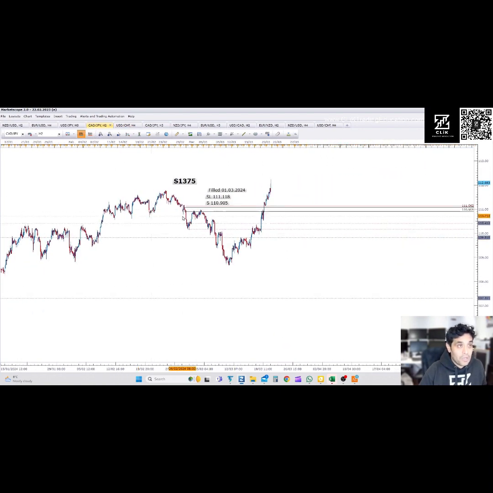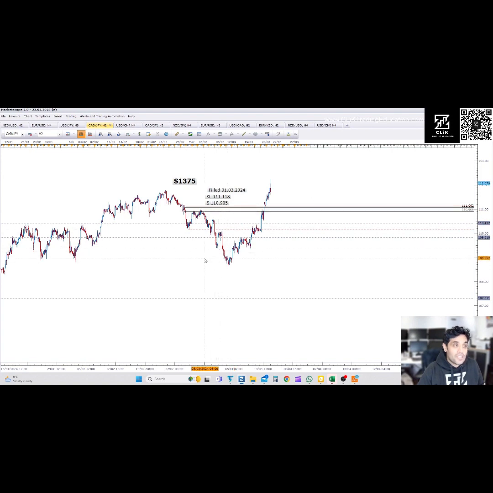So basically what happened here, we had an entry at 110.905, which was this line here. It filled on the 1st of March. Stop loss was 111.118, which is this red line here. You can see here it hit target 1. So then we would have moved our stop to entry plus the commission. So it's just been below this first line here, and then it's hit target 2.